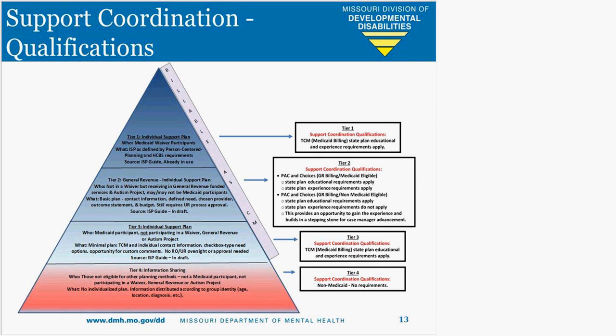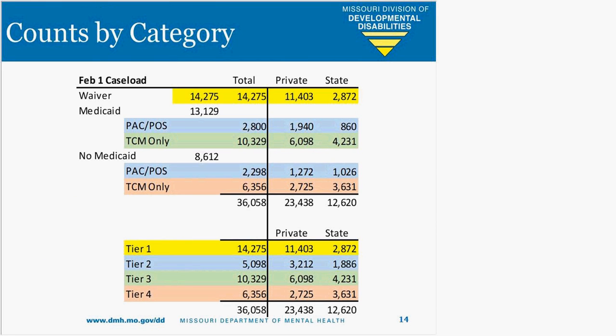One of the questions we've been asked frequently is, how many people does this apply to? Down on the bottom line, you can see that over 36,000 people in Missouri have been found eligible and are receiving some level of Division of Developmental Disability services. This will apply to roughly 10% of that. You get that 3,631 number there on Tier 4. It applies to a fairly small portion of the population.